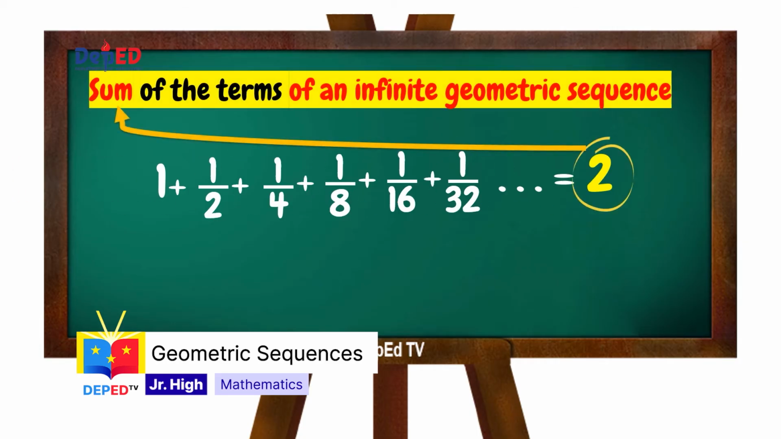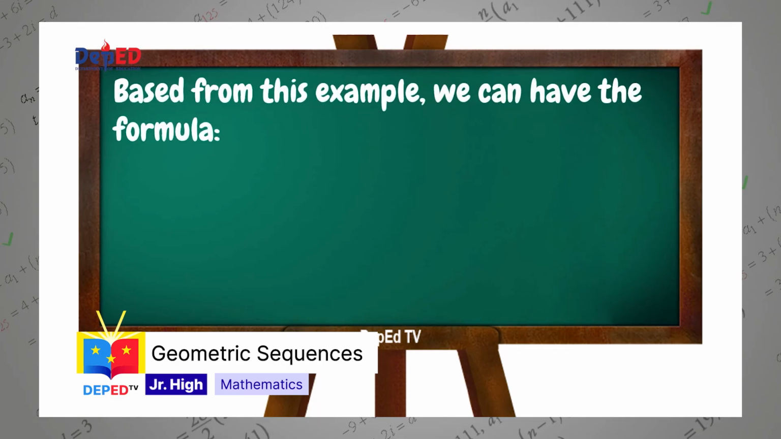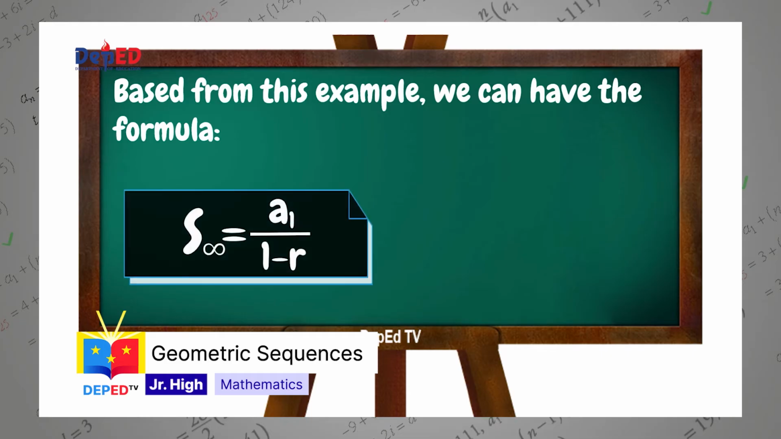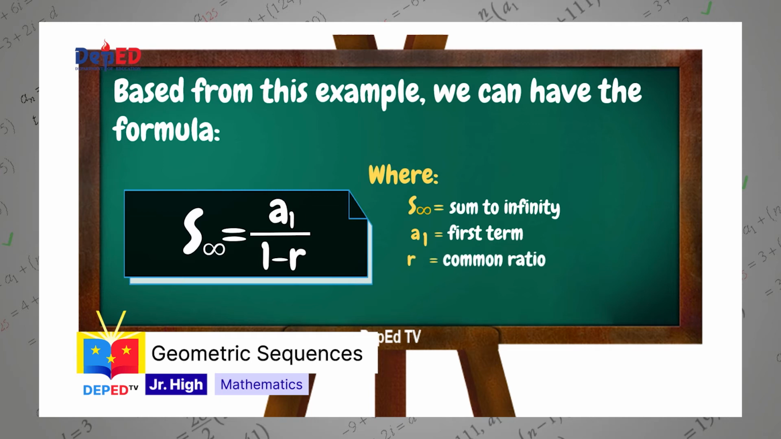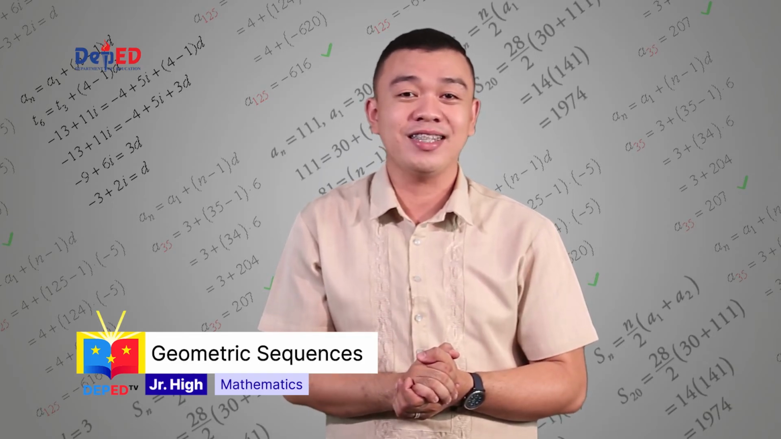2 is the sum of terms of an infinite geometric sequence, while the ellipsis is a set of 3 dots that indicates infinity. Based from the example, we can have the formula S to infinity is equal to a sub 1 over 1 minus r, where S to infinity refers to the sum to infinity, a sub 1 is the first term, and r is the common ratio. Now, let us test if the formula is correct.